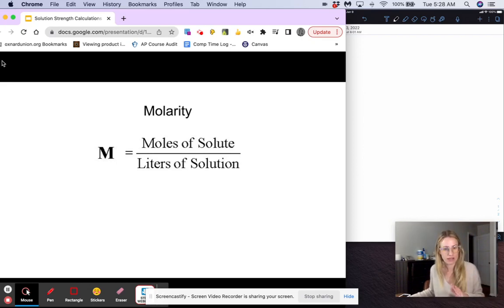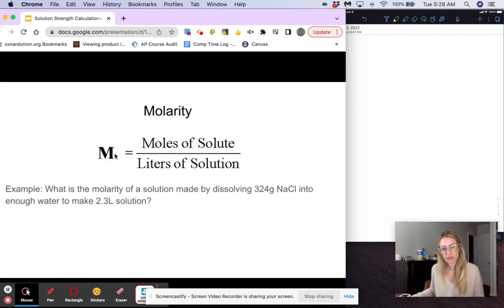So that last question on the learning activity, when you do this in the lab, you add the solute first and then you fill it up to whatever volume you're going to be at, because the solute will take up some volume as well. So that's your equation. And let's do an example.